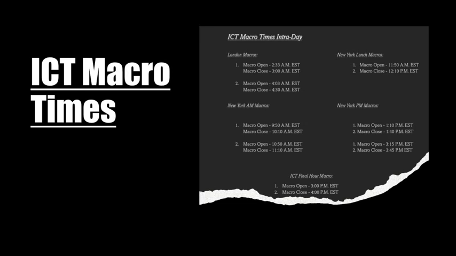After that, we have London session lunch hour, and then when New York AM session happens, the first macro time that starts is 9:50 a.m. to 10:10 a.m. That's the first macro time. Second macro time is from 10:50 a.m. to 11:10 a.m. Eastern Standard Time. And that's the last macro time of New York AM session.